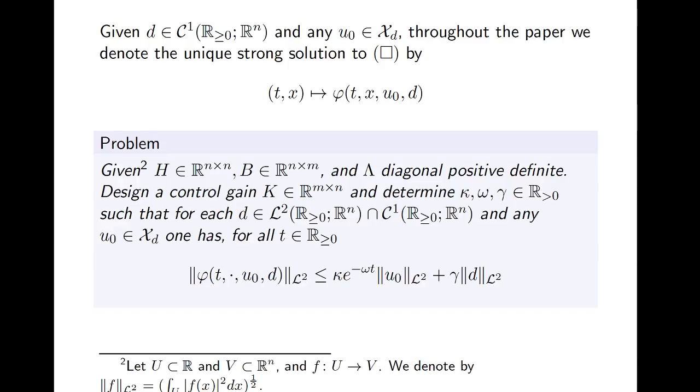So this is the problem. Once everything has been defined clearly and formally, we can state the problem we want to solve. Given all the data of our problem, we want to design this control gain K and determine these three positive constants, such that for each disturbance that belongs to this class, but is with a finite energy, then for any initial condition in the F calligraphic XD set, we want for each T this bound on the solution in L2 norm. So essentially what I'm saying is that if there is no disturbance, the solution will converge exponentially in L2 to zero. If there is a disturbance, the effect of this disturbance will be bounded.